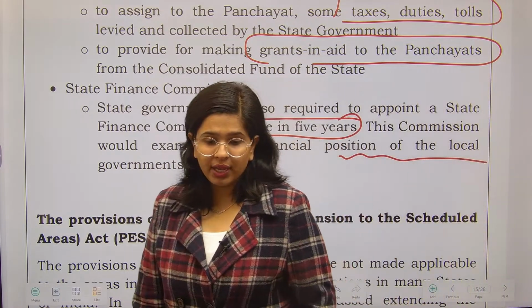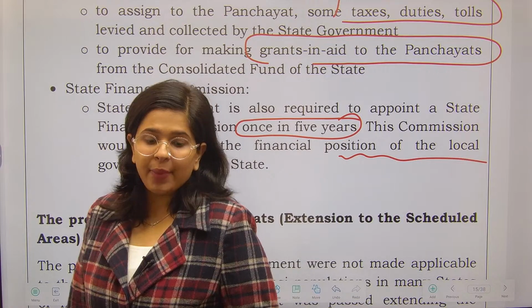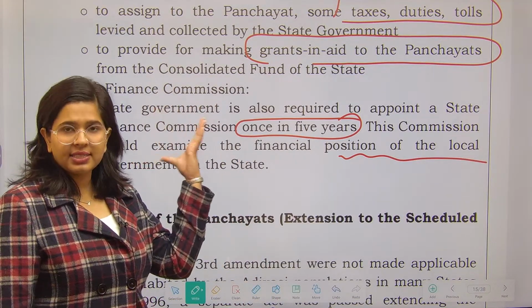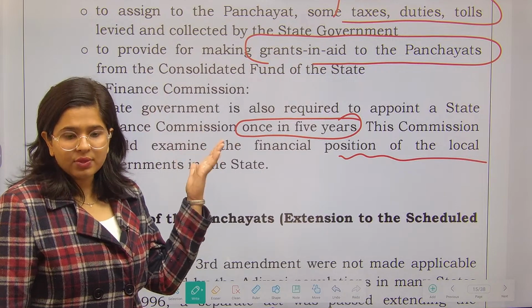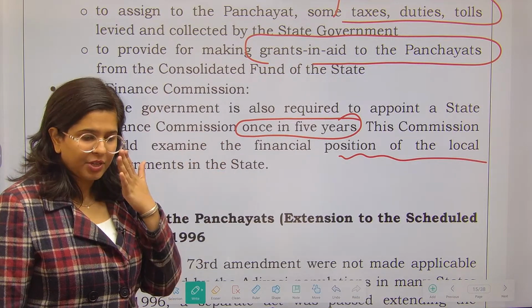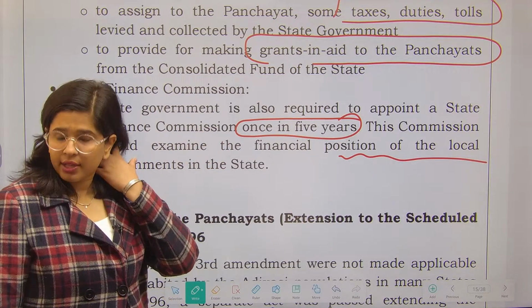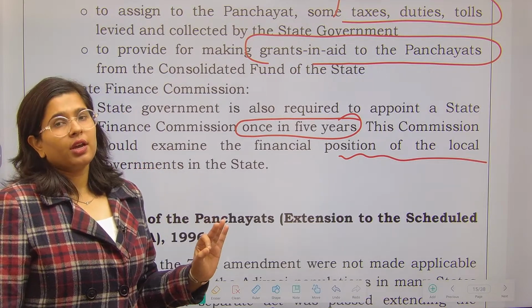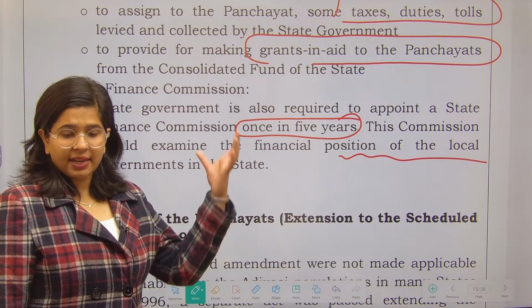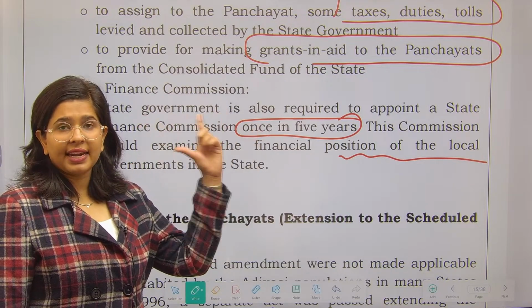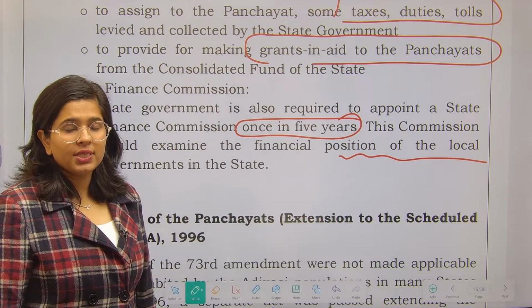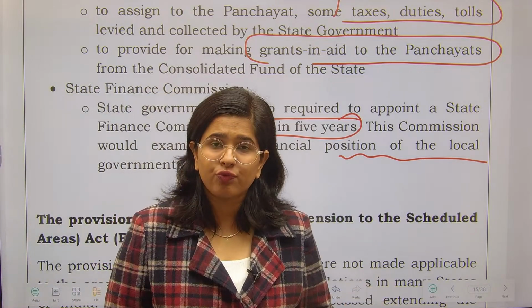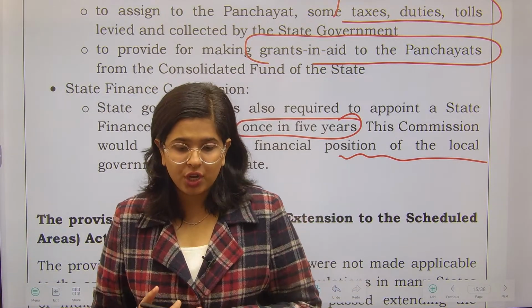Now, one more thing: why is there a controversy? Because many states do not formulate the State Finance Commission on time, and that is why in the 15th Finance Commission for the union government, they said that one of the conditions to receive the grant is formulating the state finance commission on time. So such tools are also being used so that state governments can be nudged to formulate the state finance commission on time.